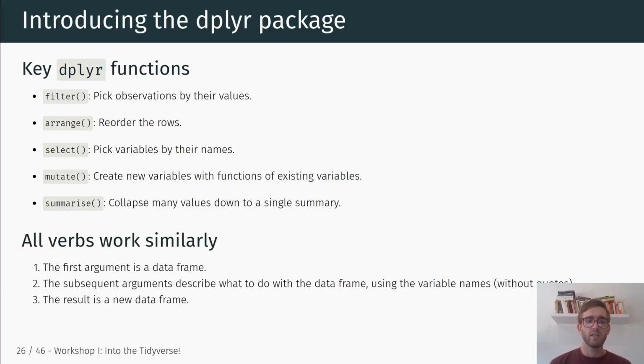And one important thing to note and to remember is that all these functions work in a similar way, which is that the first argument in this function is always the underlying data frame. All subsequent arguments describe what to do with that data frame using the variable names in that data frame. And then the result is, again, another data frame. And this is really important because this structure directly allows us to use the pipe and kind of combine these different dplyr functions in a series of data transformation operations.